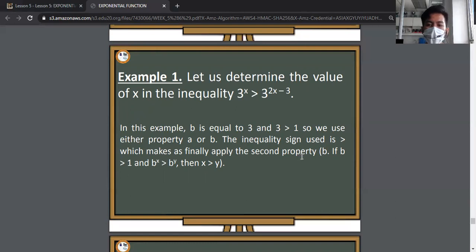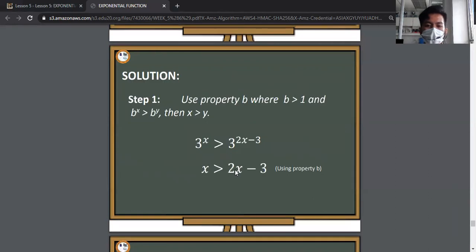finally apply the second property B. If b is greater than 1 and b raised to x is greater than b raised to y, then x is greater than y. So use the property B where b is greater than 1 and b raised to x is greater than b raised to y, then x is greater than y. So our general equation will be 3 raised to x greater than 3 raised to 2x minus 3.